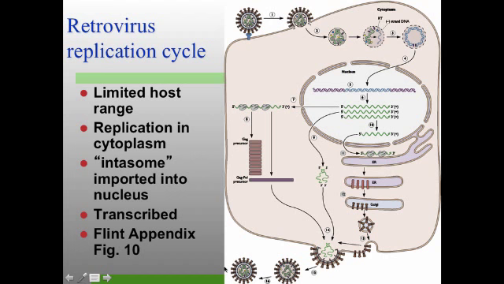Yeah? If it's not a pH change, what's activating the reverse transcriptase? So what activates the reverse transcriptase inside the capsid once it gets inside the cell? It seems to be just the presence of dNTPs, which allows it to function.